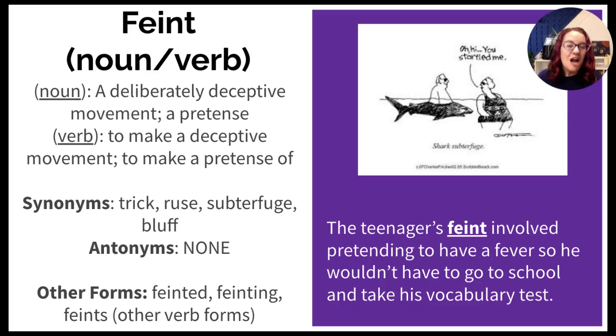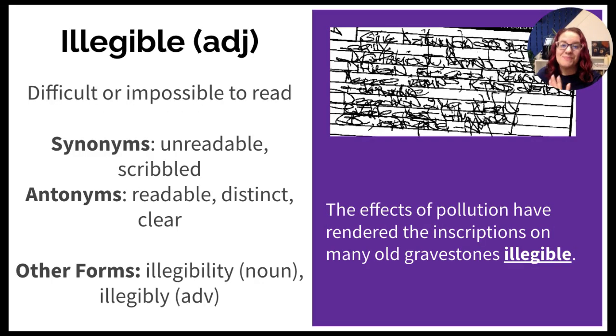So we've got another little comic up there. The caption, if you can't read it, says shark subterfuge. So essentially they are deceiving the people who are swimming because she says, oh, hi, you startled me. She thinks it's a person, but really it's a shark. So instead of the shark fin coming out of the water, it's a human person. So she doesn't know it's a shark. She is being tricked. He is using a feint to trick this woman. And my sentence: the teenager's feint involved pretending to have a fever so he wouldn't have to go to school and take his vocabulary test, which none of you would ever do.